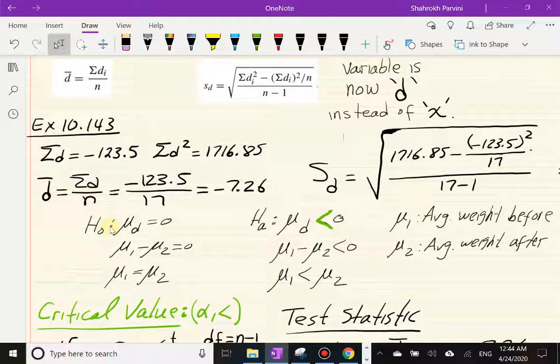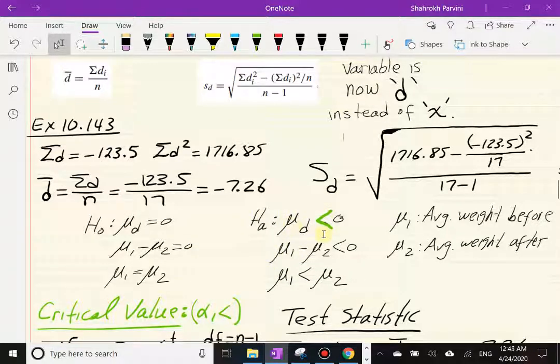Now as far as our hypothesis goes, remember we want to know if family therapy is effective in helping these anorexic women gain weight. And we agreed that a difference less than 0, a negative difference, is what we would like to see. So you can actually write this hypothesis in 3 ways. You can say the average difference is 0, which means mu1 minus mu2 is 0, which means mu1 equals mu2.